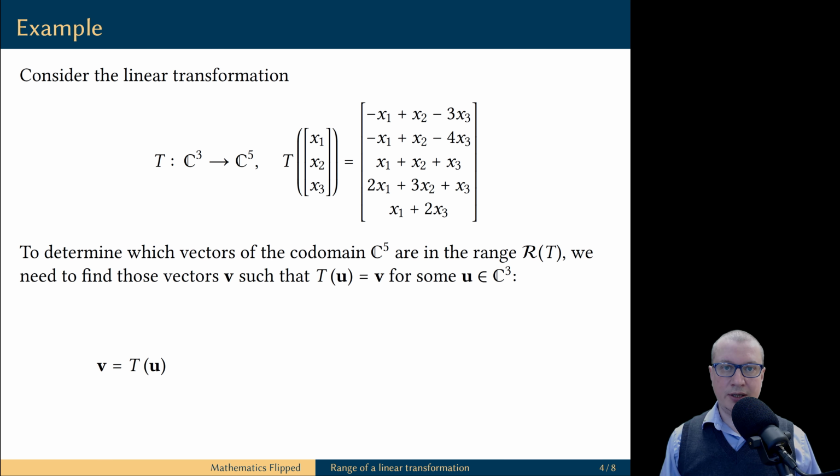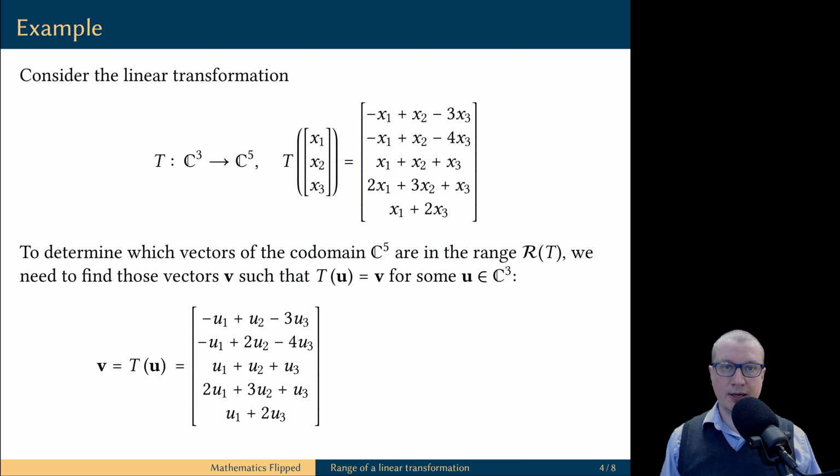Let's consider this linear transformation from C3 to C5, and let's compute the range of this linear transformation. The range consists of all possible outputs of the linear transformation. A vector v is in the range of this linear transformation as long as this vector v is equal to the value of the linear transformation on at least one input from the domain. This means there must be a vector u of size 3 so that v is equal to this vector.